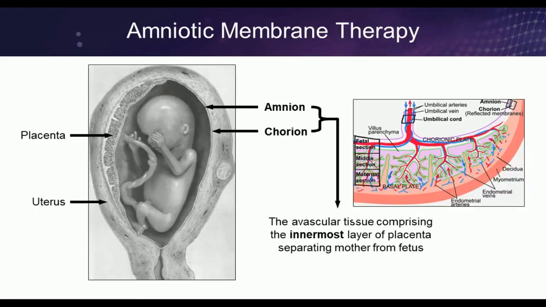The uterus and placenta are filled with vessels deriving from the umbilical cord, as you can see from this right-hand diagram. The amnion and chorion are the avascular tissues comprising the innermost layer of the placenta that directly separates the mother from the fetus.